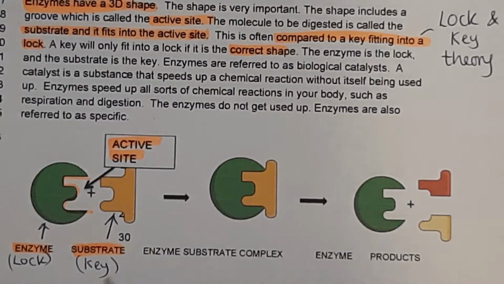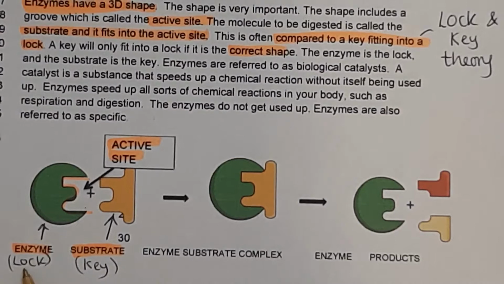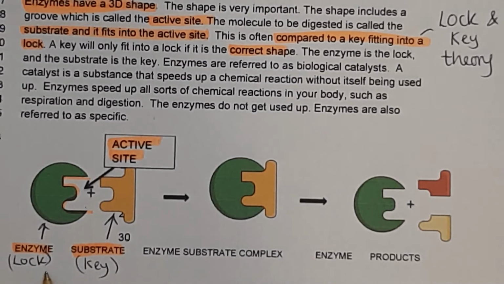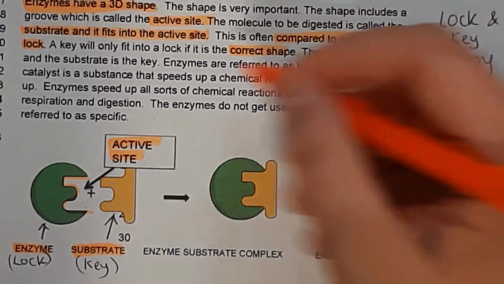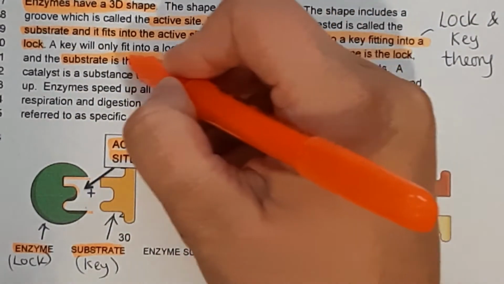Okay, and so this substrate key is only going to fit into the enzyme lock if it's the right shape for the enzyme. The lock can't change the shape it requires, so the enzyme is built with its particular shape that it requires. However, it can take only one type of substrate, only the substrate that fits into it. Okay, so we're going to highlight this here. The enzyme is the lock and the substrate is the key.